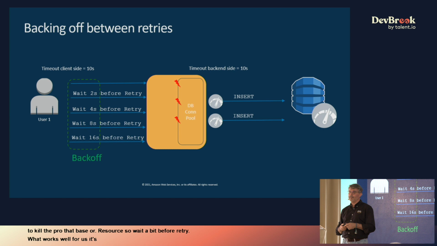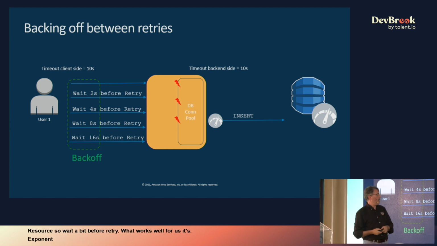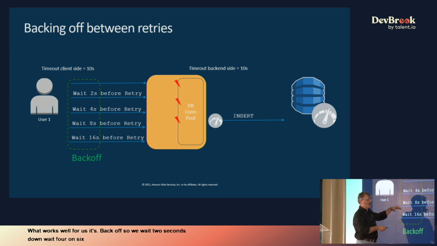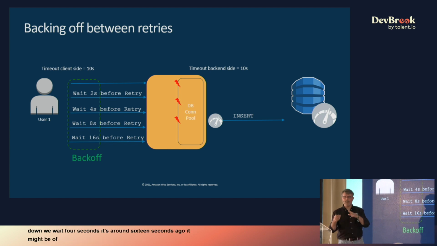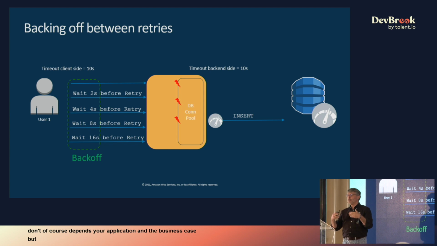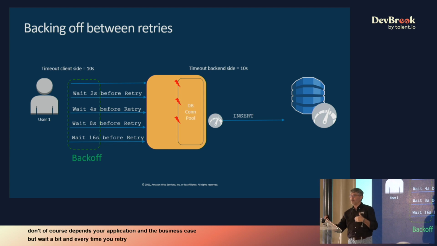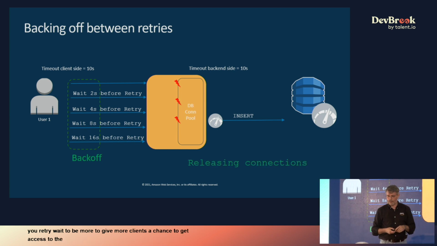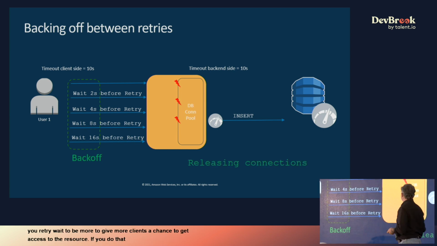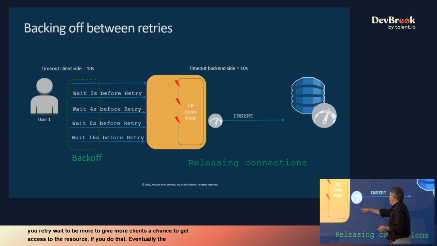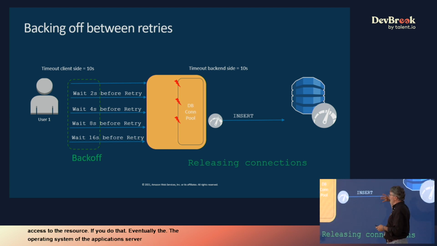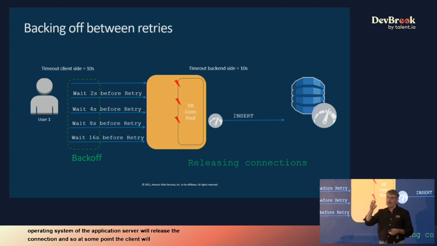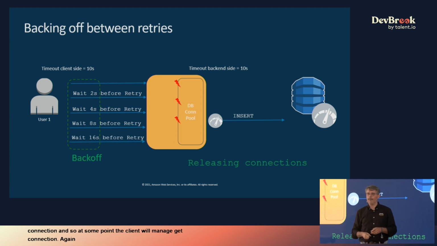What works well for us is exponential back-off. So we wait 2 seconds, we wait 4 seconds, 8 seconds, 16 seconds. It might be milliseconds, of course, depending on your application and the business case. But wait a bit, and every time you retry, wait a bit more to give more clients a chance to get access to the resource. If you do that, eventually the operating system or the application server will release the connection. And so at some point, the client will manage to get the connection again.